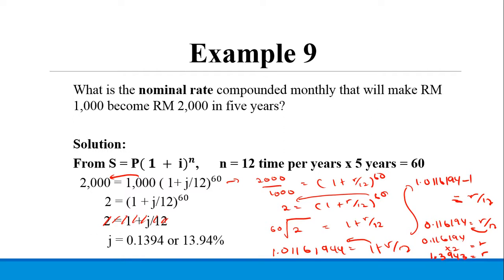Let's see again. 60. Sorry, it is 0.0. So this one should be 0 at the front, and this one becomes 0.13943, 0.0116194 multiplied with 12 is 0.13994, and you get that 13.94%.